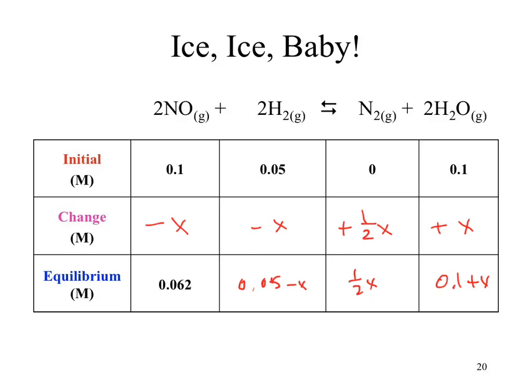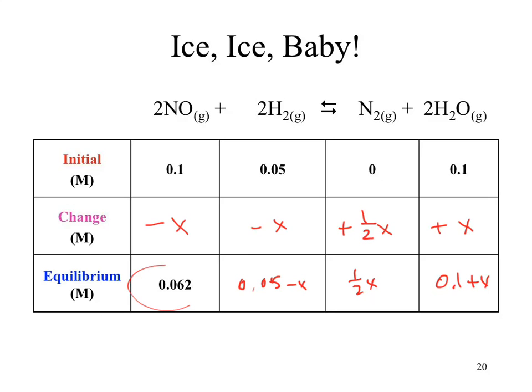If we plug those into our equilibrium expression, it asks for the equilibrium constant. Do you know what x is at this point? No. So we had to do something else. How did we get the 0.05 minus x, the half x, the 0.1 plus x? What did we do? How do we get those numbers? We did initial plus our change.